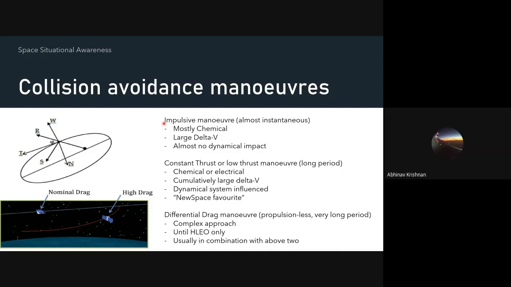In reality, there is no impulsive maneuver that exists. Everything is a constant thrust maneuver. Now, having said that, let's go to the next one. Constant thrust maneuver or low thrust maneuver. This is a long period maneuver, so this happens over hundreds of seconds. Sometimes it can even happen for 3,000, 4,000 seconds.